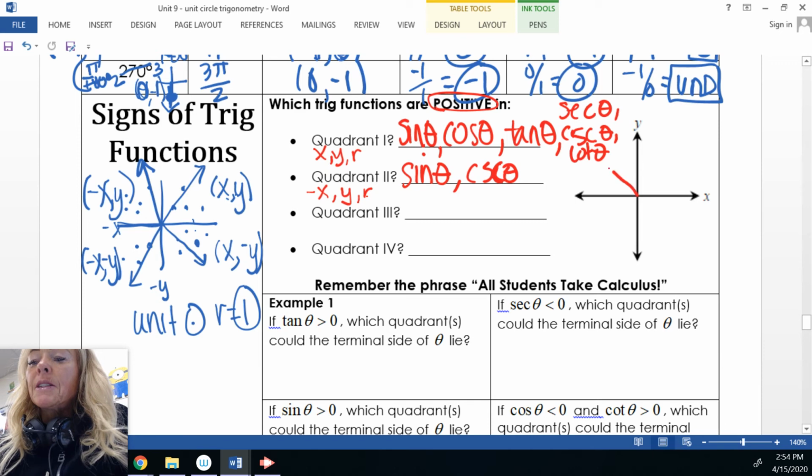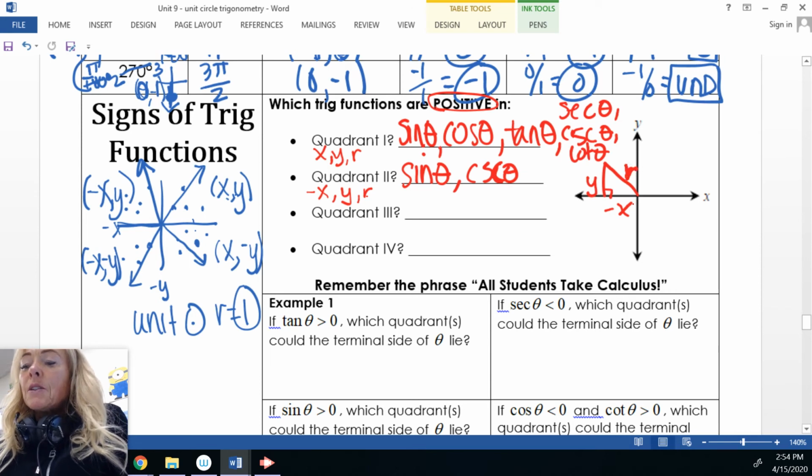Because in this second quadrant, you're going to have a negative x, a positive y, and a positive r. Your radius is always considered positive. So cosine, negative x over r, is negative. Secant, its reciprocal, r over negative x, is negative. Tangent, y over negative x, negative. Cotangent, negative x over y, negative. The only thing that's positive is sine, y over r, or its reciprocal, r over y.